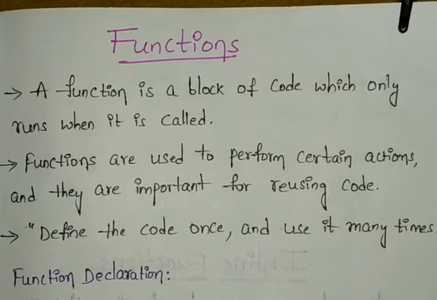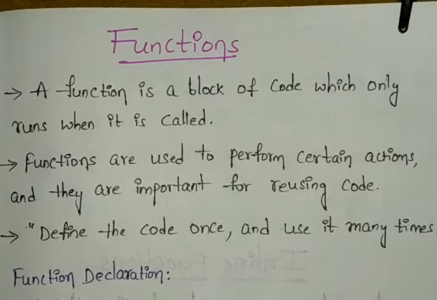And these functions are used to perform certain actions, and they are important for reusing the code. Without reusing the code, how would it be performed multiple times here? So that's why we always use the reusable type. Here you can define the code once and it can be used many times.